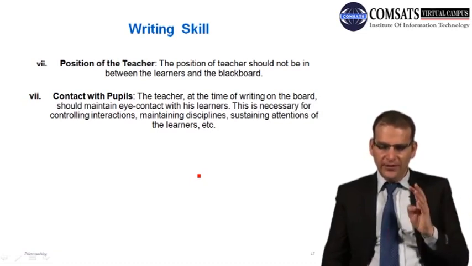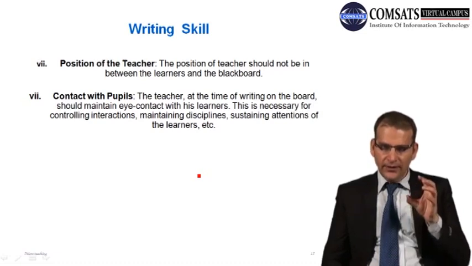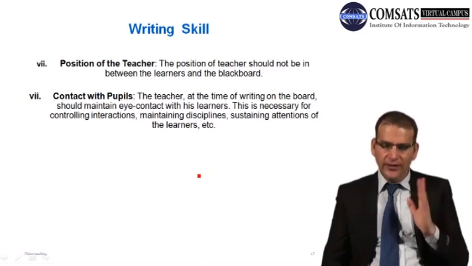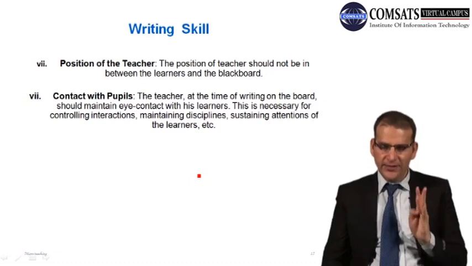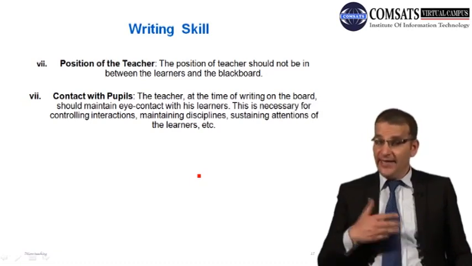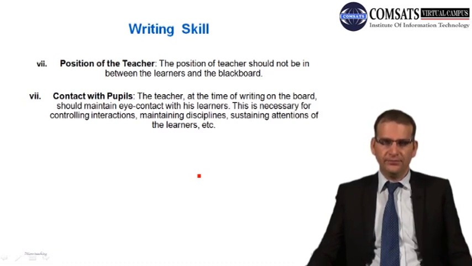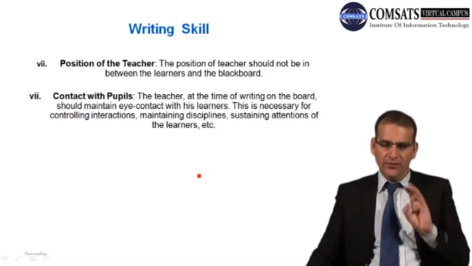Contact with pupils. The teacher at the time of writing on the board should maintain eye contact with his learners. This is necessary for controlling interaction, maintaining discipline, sustaining the attention of the learner. Interaction with the learner is important. If you don't interact, you cannot maintain discipline. If you don't interact, you cannot take your audience on board. So interaction is a must for sustaining discipline and for effective teaching.